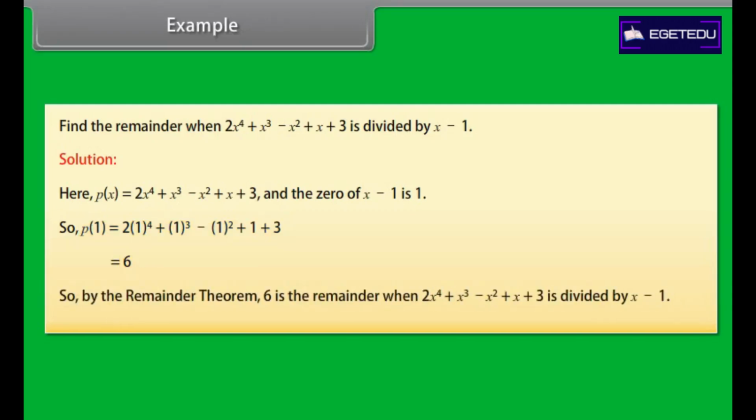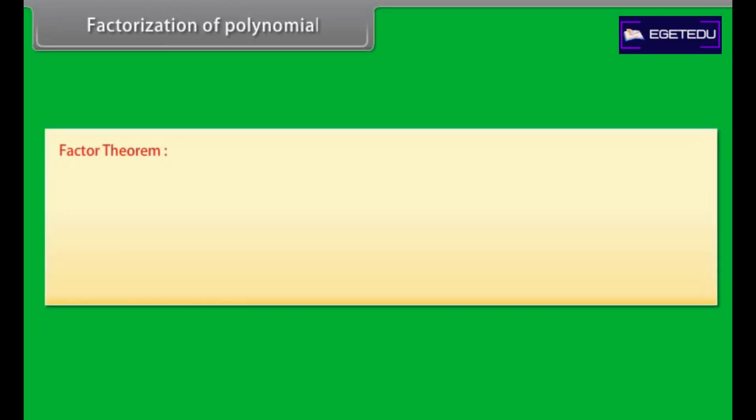Find the remainder when 2x raised to the power 4 plus x raised to the power 3 minus x square plus x plus 3 is divided by x minus 1. Solution. Here, p(x) is equal to 2x raised to the power 4 plus x cubed minus x square plus x plus 3, and the 0 of x minus 1 is 1.